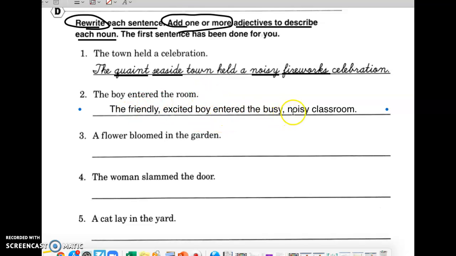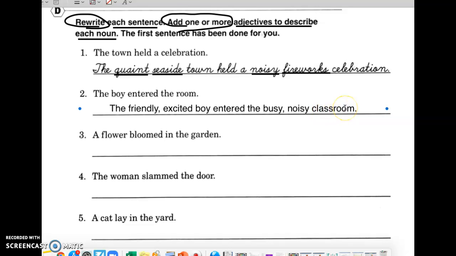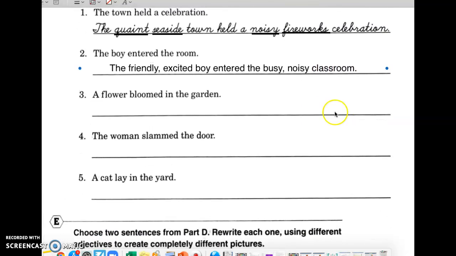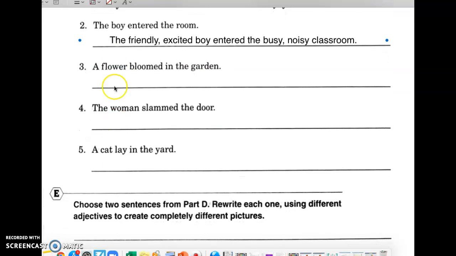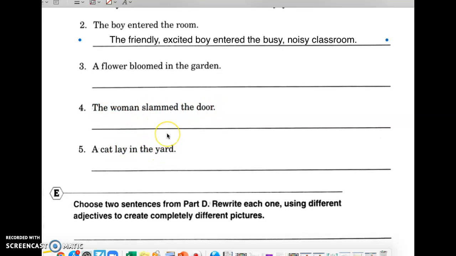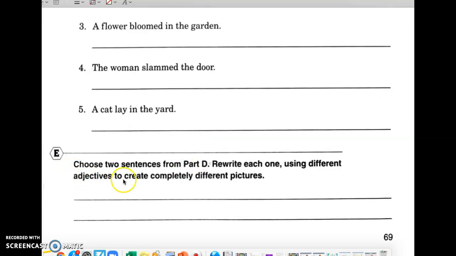Adjectives can really upgrade your writing to make it more interesting. Okay, so that's all you're doing in part D. So you need to find your nouns and then add 1 to 2 adjectives to upgrade those nouns. Okay, in part E, you're going to choose 2 sentences from part D, rewrite each one using a different adjective to create a completely different picture.